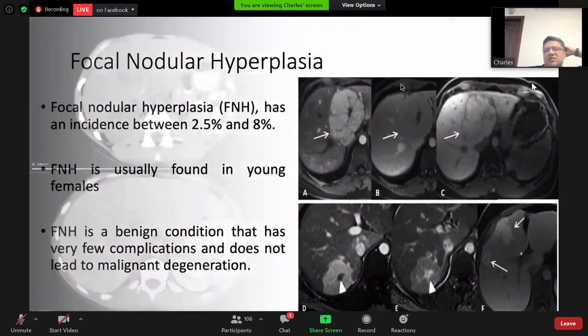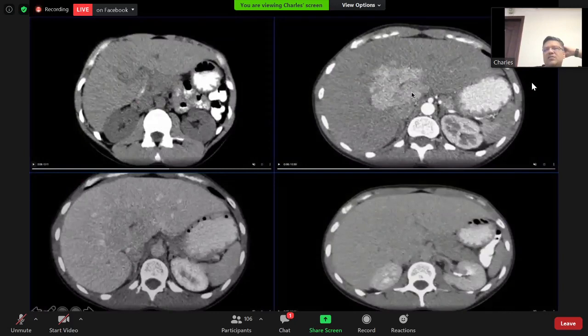So you are seeing a homogeneously enhancing lesion here in the arterial phase with lobulated margins and probably a central scar. You will have to use your imagination. And that's becoming isoechoic in the portal phase and in the delayed phases. And you're not seeing the scar here because the scar is retaining the contrast. So it's most likely a focal nodular hyperplasia.